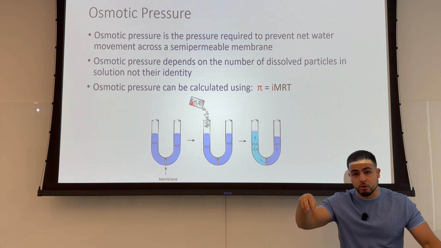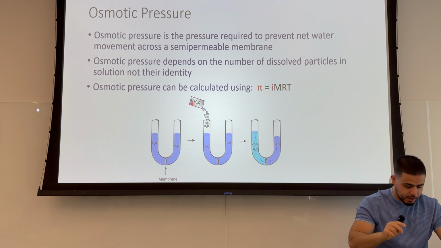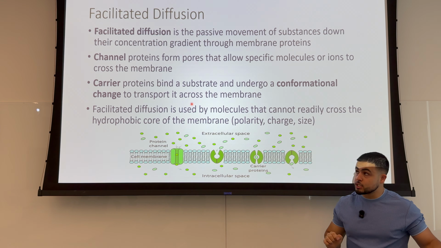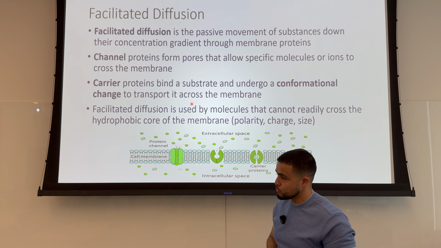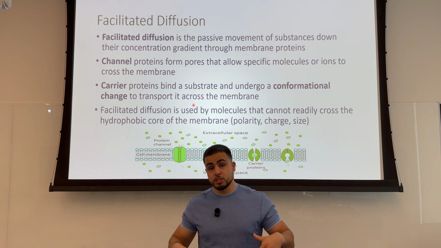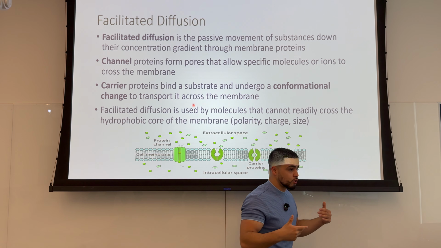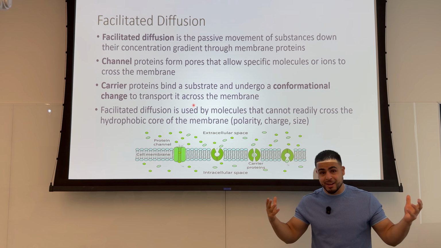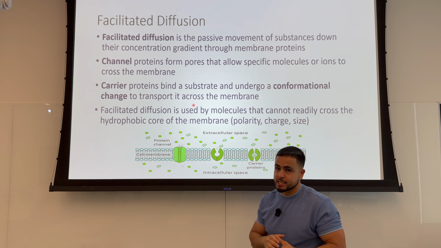However, when you put salt, you're going to get two particles, sodium and chloride. All right, now let's shift our attention to facilitated diffusion. Facilitated diffusion, we briefly introduced it when we talked about ion channels. It essentially needs proteins to allow for the transfer of ions or bigger molecules across the plasma membrane.